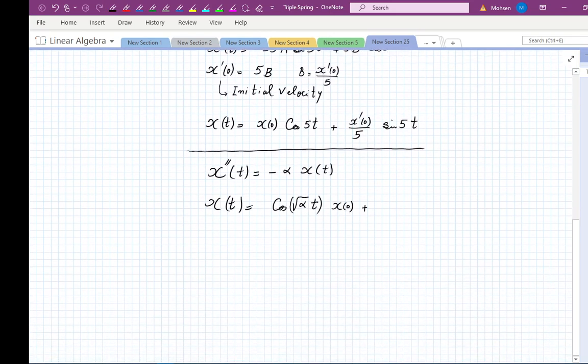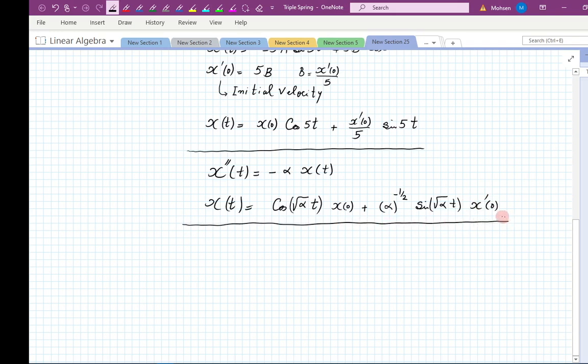Let's write it in the following fashion. I'm going to take alpha, take the square root of it, put it in the denominator, so I write alpha to the power of minus a half. And this was sine of radical alpha t, and x prime 0, that was my initial velocity. Okay, if you understood this, you are halfway through your differential equation class. x double prime of t is equal to some negative multiple of x of t. The solution of that is this.